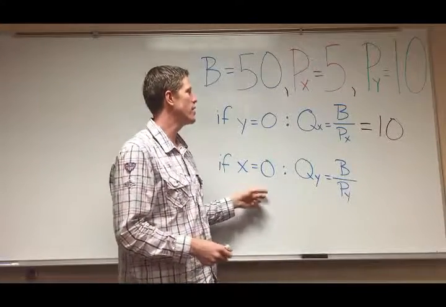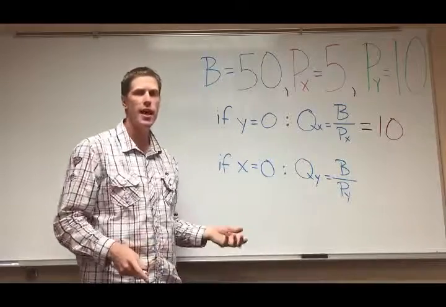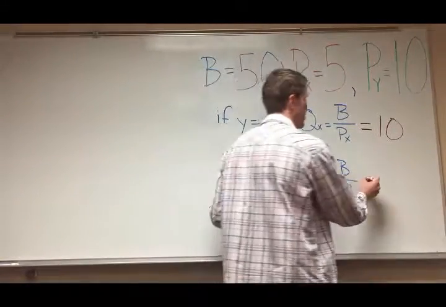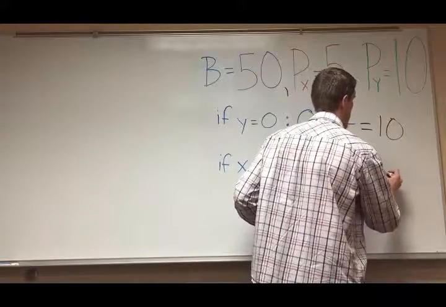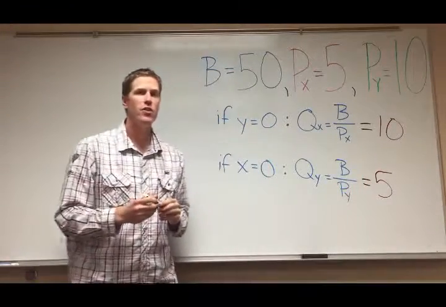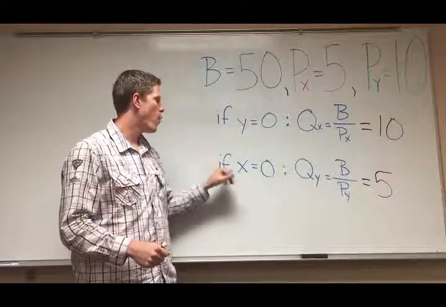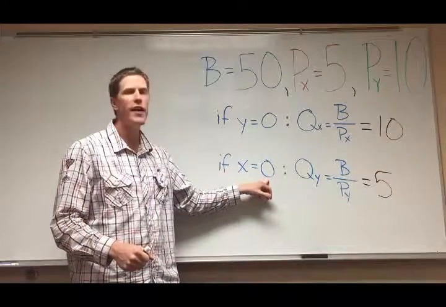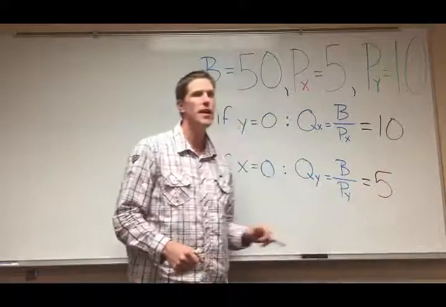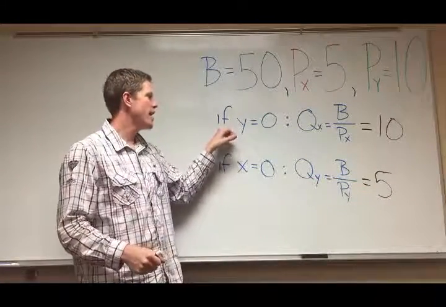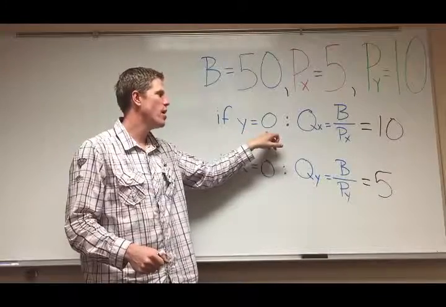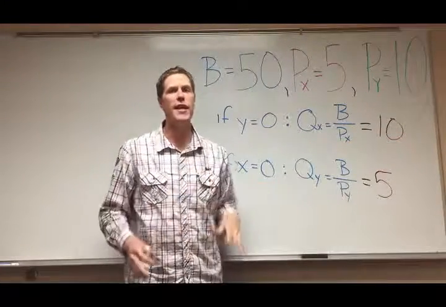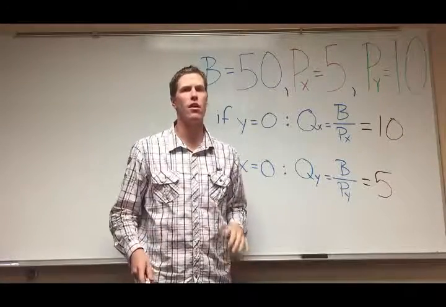So if x is equal to 0, we have 50 over 10, and our qy then would be equal to 5. So here, if quantity of x is 0, our quantity of y will be 5. And if the quantity of y is 0, our quantity of x will be 10. We can now plot these points and start our graph.